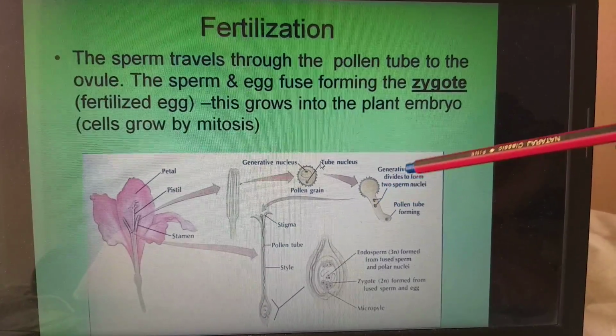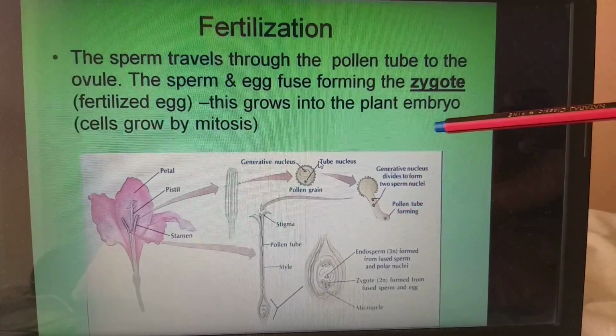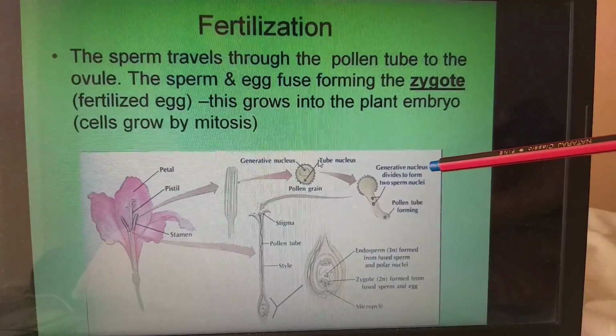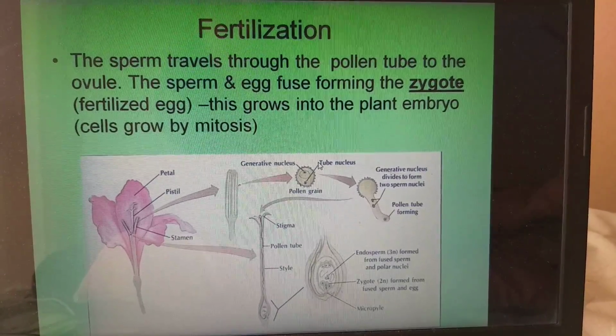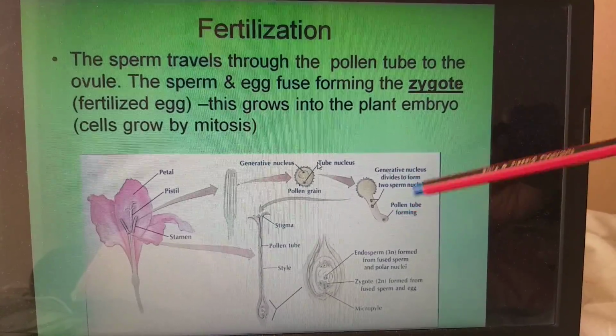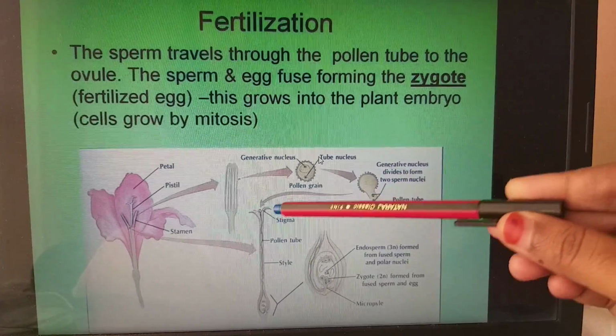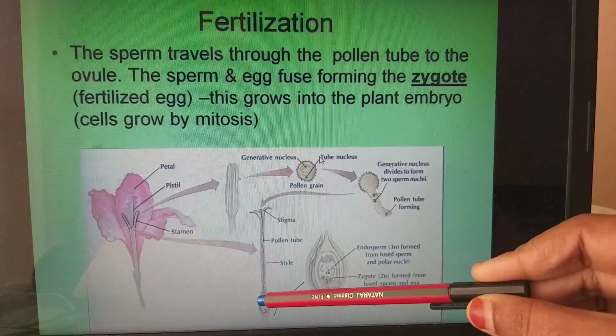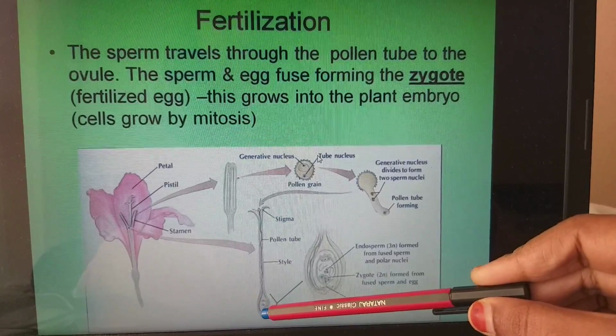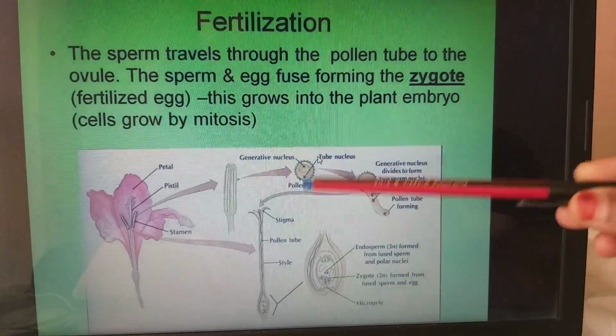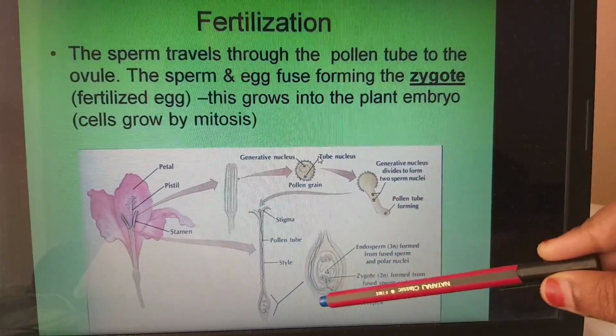It is divided into three nuclei here. The generative nucleus will divide to form two sperm nuclei, and we have one more, the nutritive nucleus. Now the pollen tube extends towards the ovary. Inside the ovary it extends towards the ovule, nothing but eggs. So this is the embryonic sac.